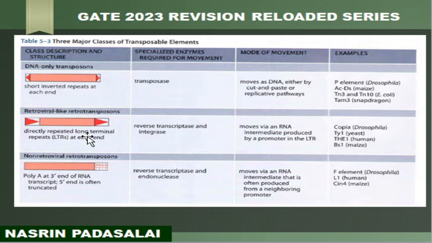Examples of DNA-only transposons include the P element of Drosophila, the Ac/Ds element of maize, Tn3 and Tn10 elements of E. coli, and Tam3 of snapdragon. Examples of retroviral-like retrotransposons include the copia element from Drosophila, Ty1 of yeast, THE1 of human, and BS1 from maize. Next is non-retroviral-like retrotransposon. Examples include the F element from Drosophila, the L1 element from human, and the Cin4 element from maize.